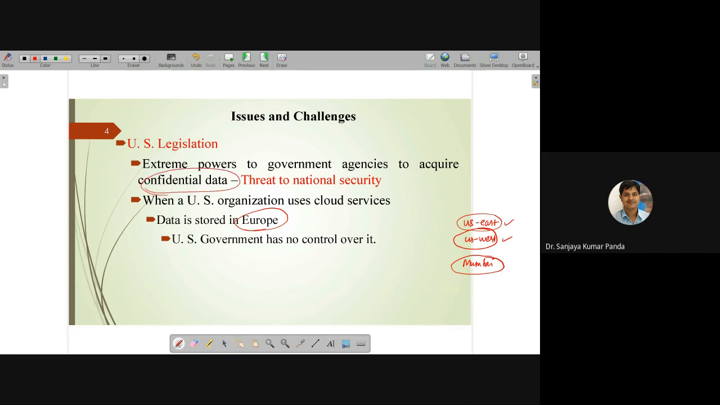So this is also one of the important issues in cloud security, right? There is no point in trying to get this data. You cannot get the data if it is outside the boundary of your country or continent, then it is difficult to get. That is a major issue in the cloud.